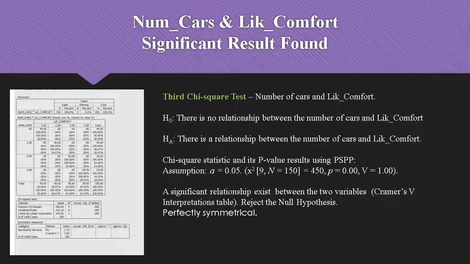The numbers are plugged in, as you can see from the PSPP results on the left. But here we have a Cramer's V of 1, which is rare. I should call the professor according to the interpretation table. We have a perfectly symmetrical relationship. Therefore, we reject the null.